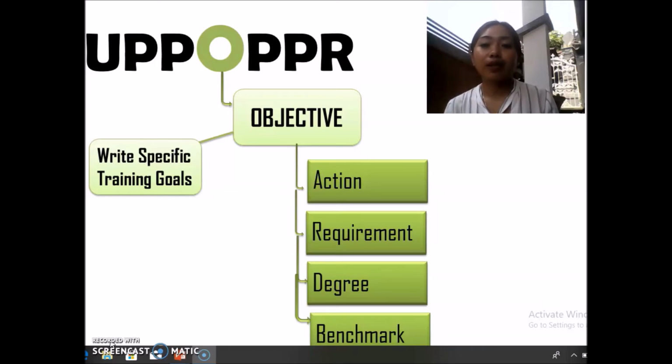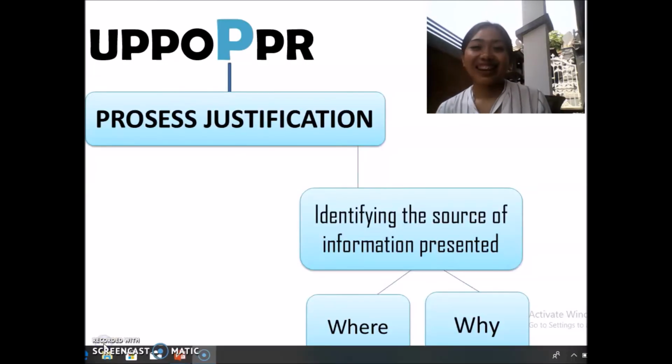Okay, the last step is benchmark. Benchmark the performance of the learners. In this case, you have to give a standard for the activity that should be performed by the learners. For example, if you teach the learners about greetings, at least they are able to greet someone correctly based on the conditions.